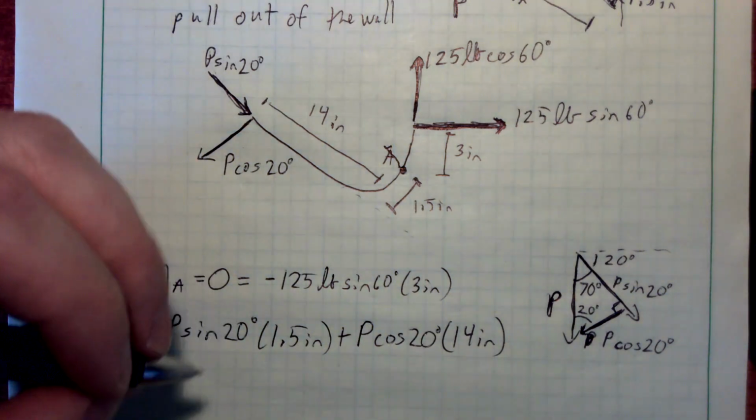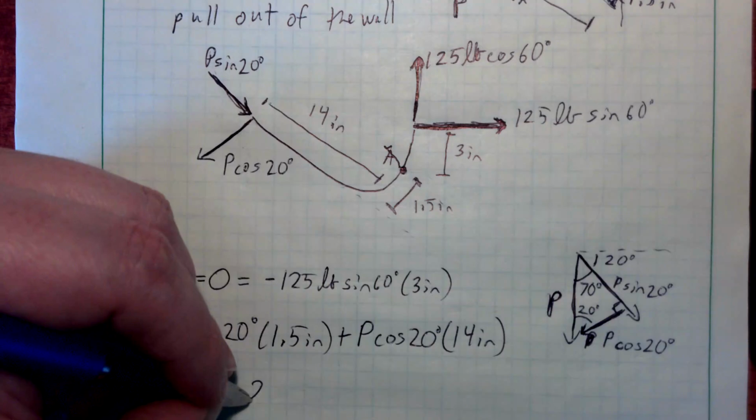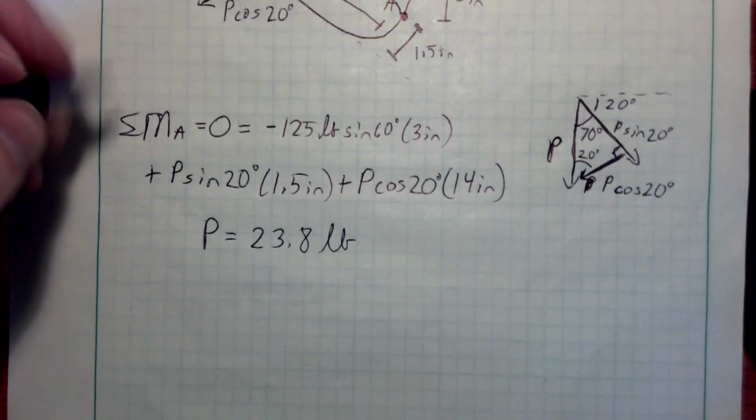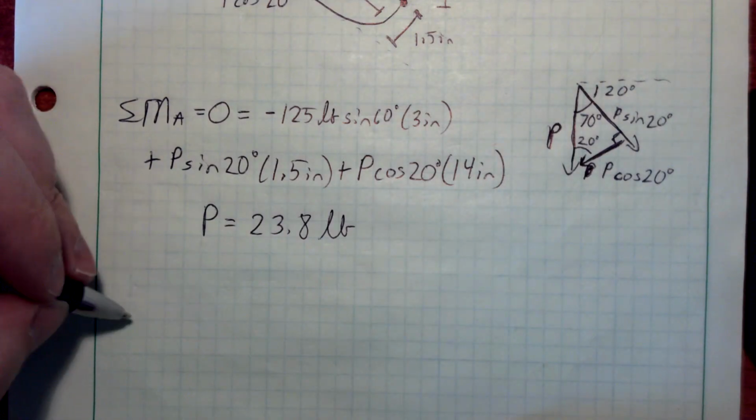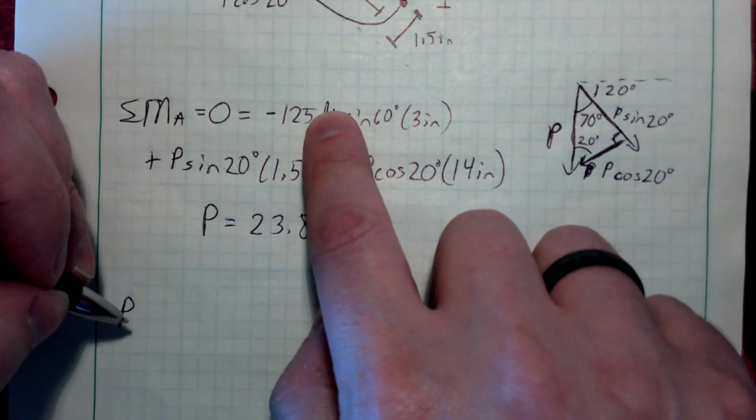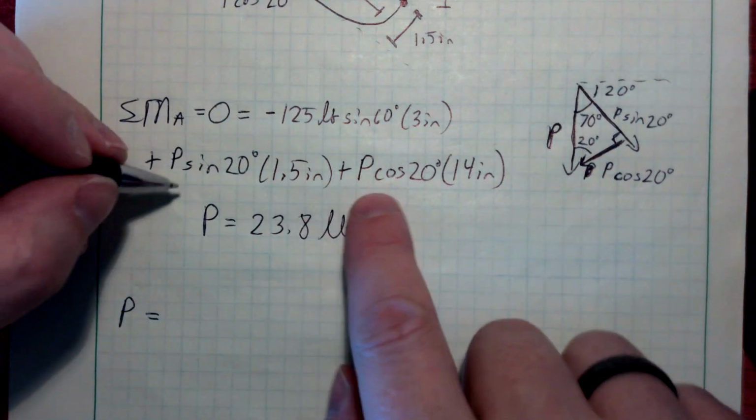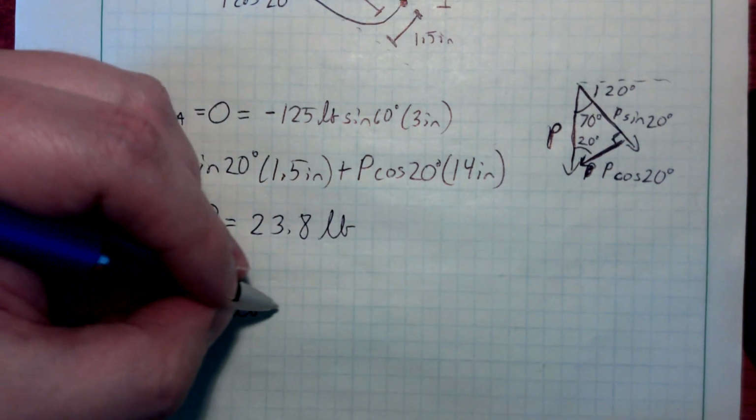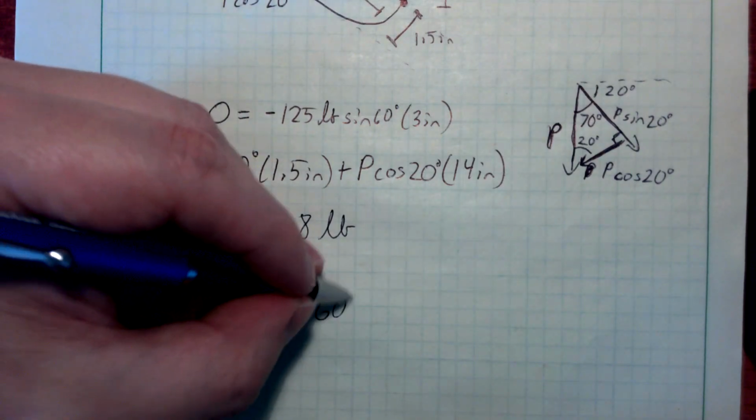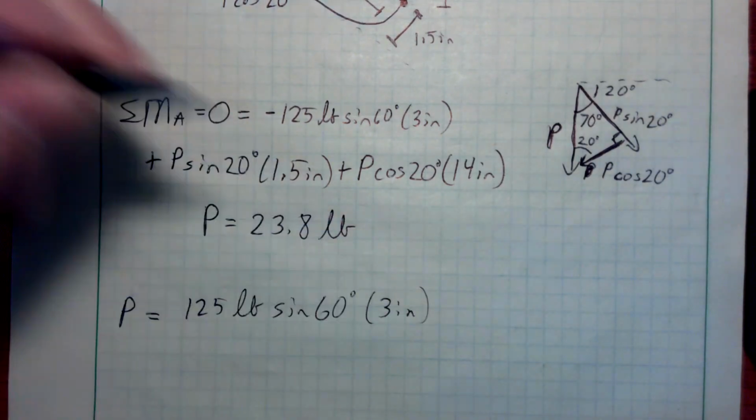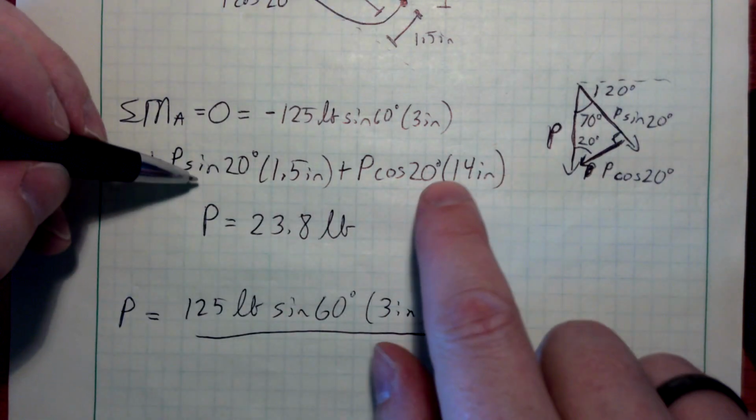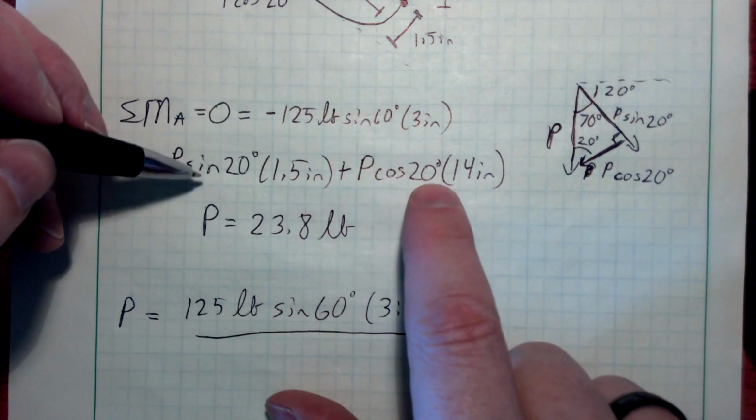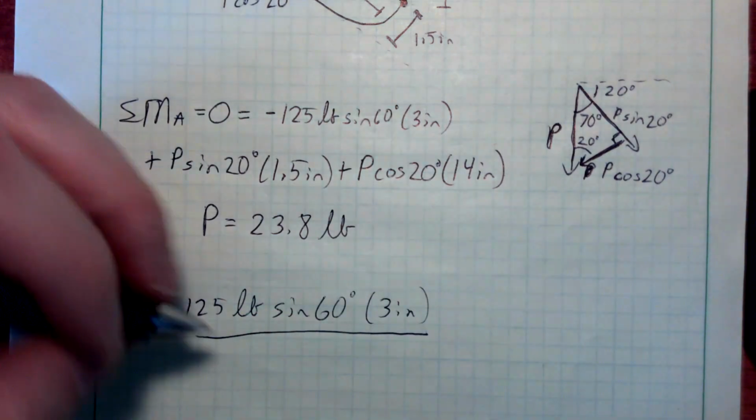Okay, you got it? I've written down here in my notes that P is equal to 23.8 pounds. And I think you can kind of see some algebra there. If I move this negative over to the other side of the equation, I factor the P out of these two terms. So I'm going to have 125 pounds times the sine of 60 degrees, at a moment arm of 3 inches. That gets divided by, then again, I'm going to factor the P out of these two terms. And then this guy moves over to the zero side of the equation, and I'm going to get divided by the sum of those two quantities there.